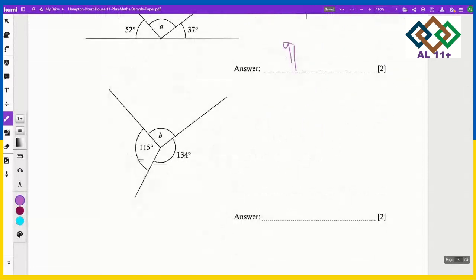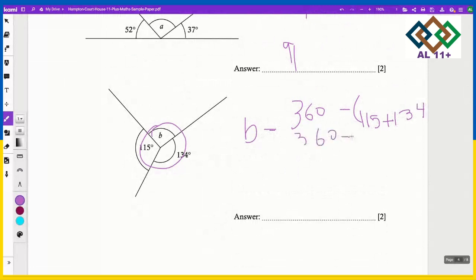And in this one, the total of this circle here is 360 degrees. So to find B, you'll do the same thing we did to find A. You will be adding 115 plus 134. That is 360 minus 249, and your B is 111.